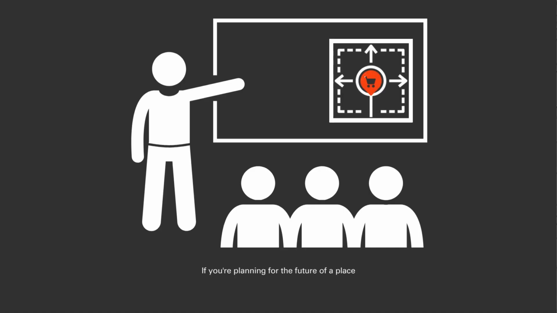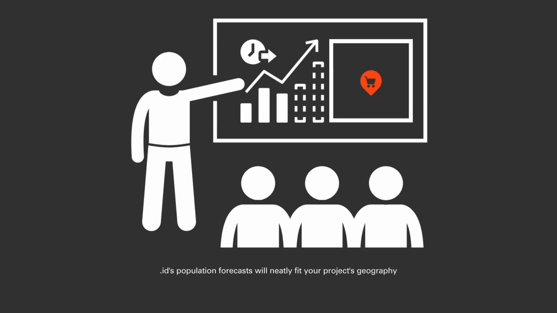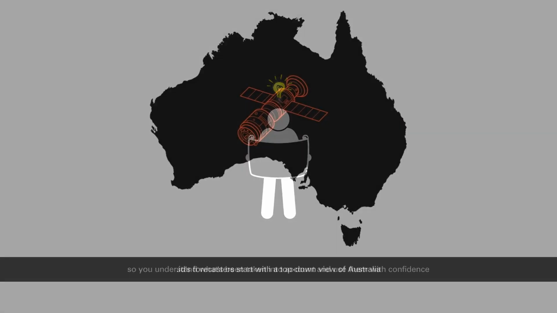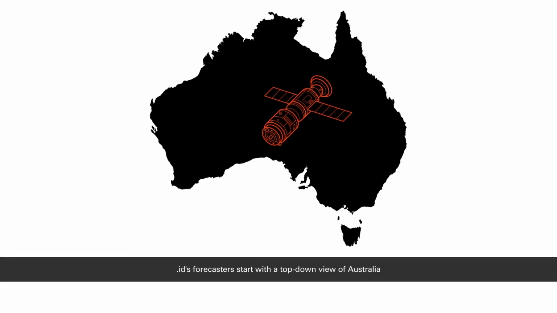If you're planning for the future of a place, ID's population forecast will neatly fit your project's geography. Like any forecast, ours are based on a number of assumptions. This video gives you a quick overview of our process so you can understand what's been taken into account and use them with confidence. ID's forecasters start with the top-down view of Australia.